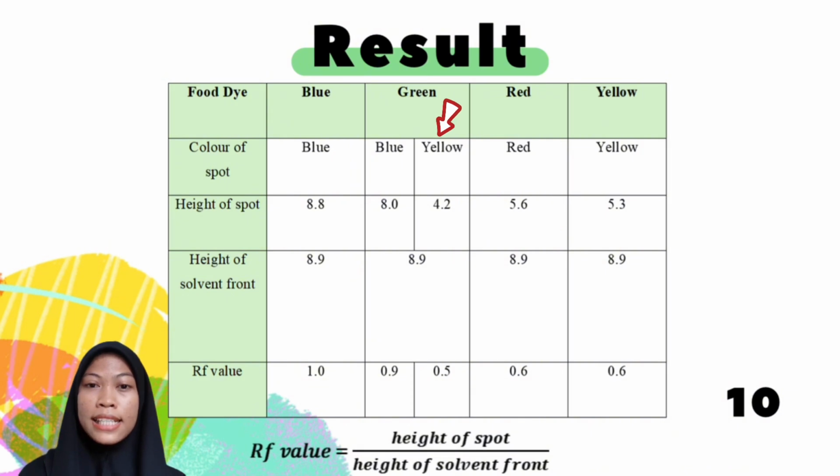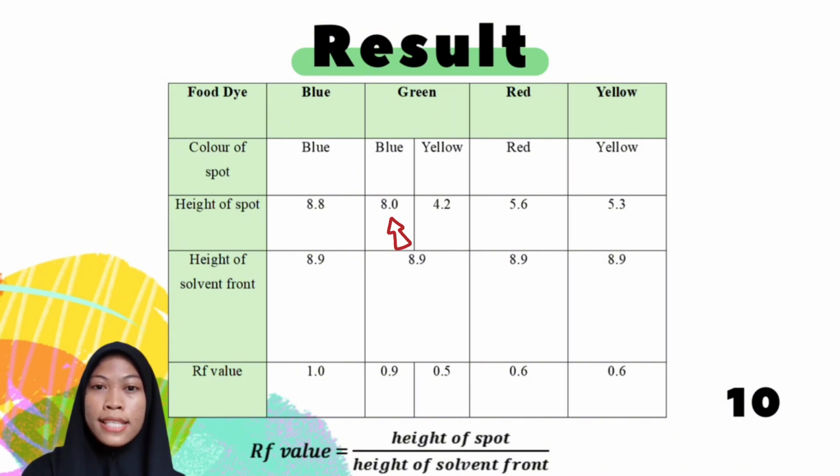For green, the colors of the spot are blue and yellow. The height of the spot for blue is 8.0 and for yellow is 4.2. The height of the solvent front is 8.9. The Rf value that we got for blue after dividing 8.0 by 8.9 is 0.9. And for yellow, after dividing 4.2 by 8.9, it is 0.5.